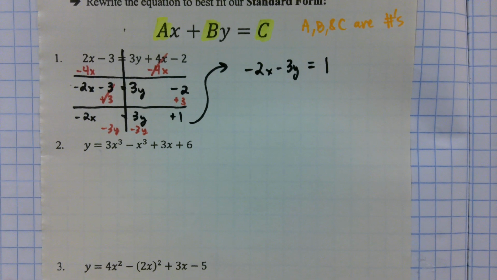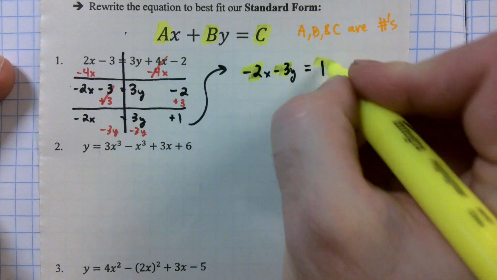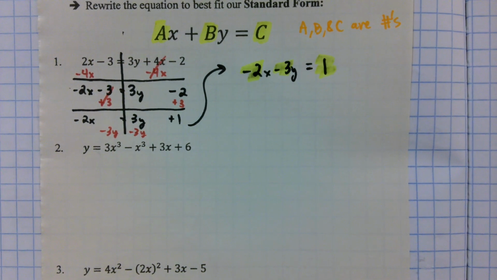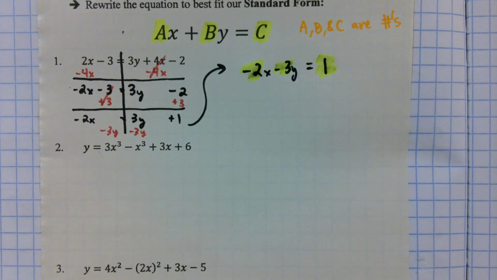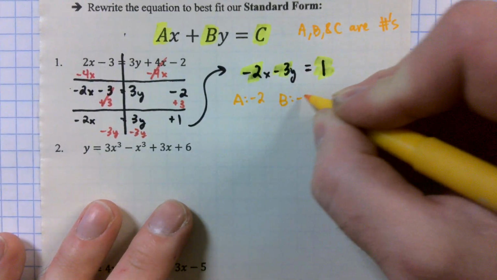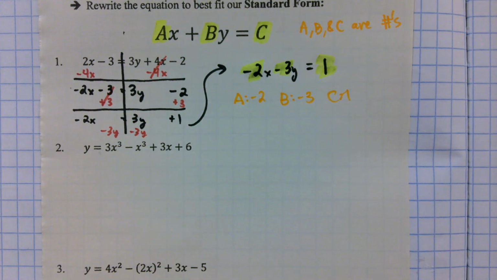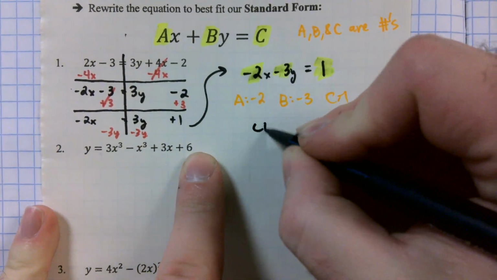Is that written in standard form? Yes. Here's my A. There's my B. There's my C. So here A is negative 2. B is negative 3. C is 1. If we can write it in standard form, then it is linear.